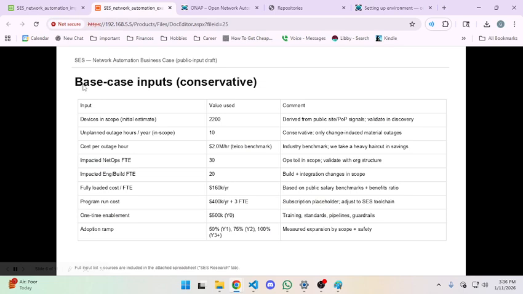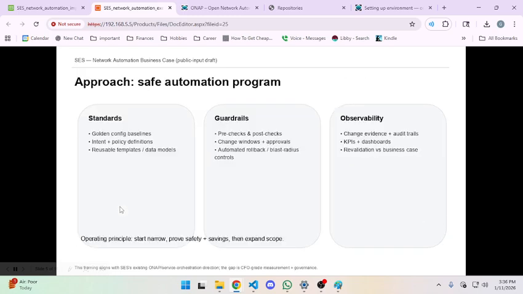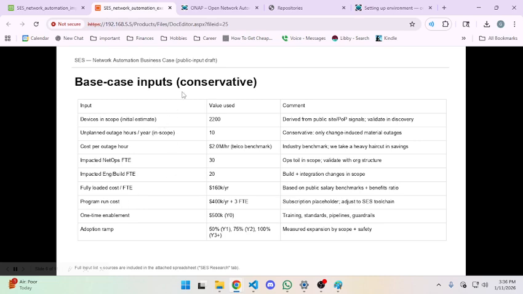All right, so these are base case inputs, a really conservative estimate of it. So we have a table with rows and columns. We've got input, value used, and comment, and then we've got 1, 2, 3, 4, 5, 6, 7, 8, 9 different inputs that we've considered here. So the first one is the number of devices in the scope of this project. So this is a really clear value that you can adjust based on your real numbers.